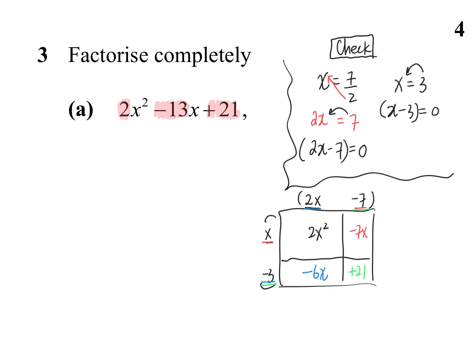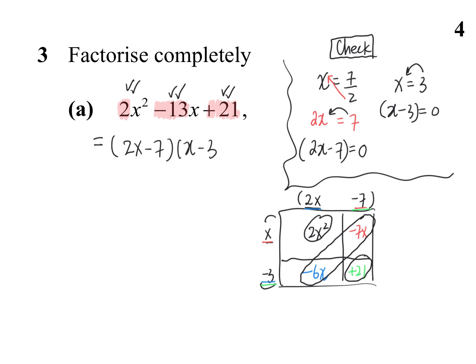So if you check the 3 slices, this is minus 13x. This is 21. And this is 2x squared. So everything is correct. So actually your answer is 2x minus 7, x minus 3, which you can use the calculator to get. So this is the answer I want to see.